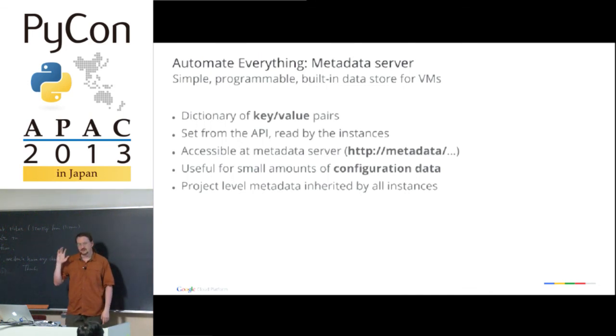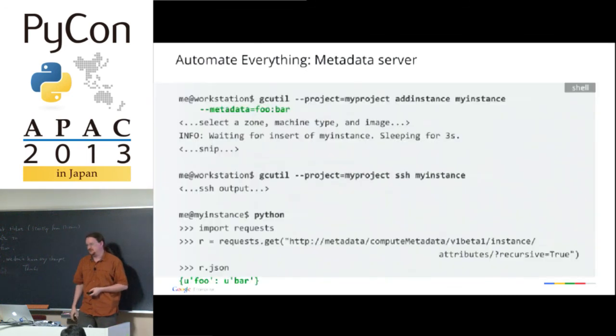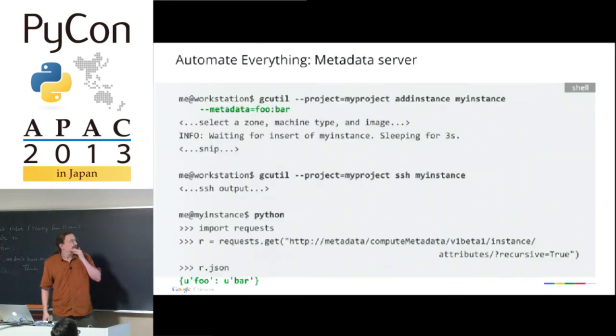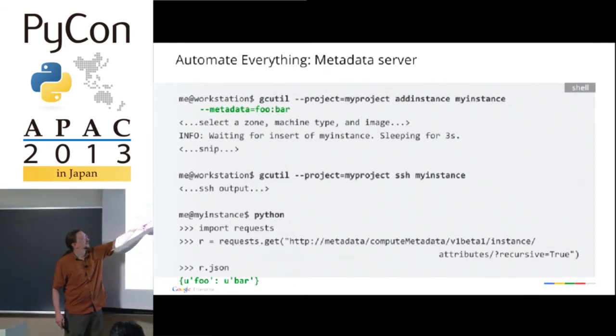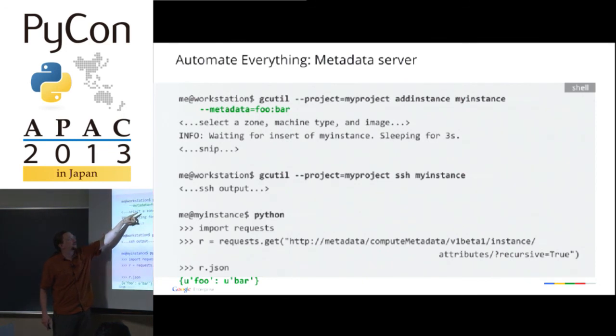So if you set the configuration here, then you don't have to worry about your instances. And there's both project-wide metadata and instance-specific metadata. The project-wide metadata can be the configuration for your whole service, and the instance metadata is for configuring that particular instance. So if I add an instance, I use gcutil addinstance, and I just say metadata equals foo bar, so key value.